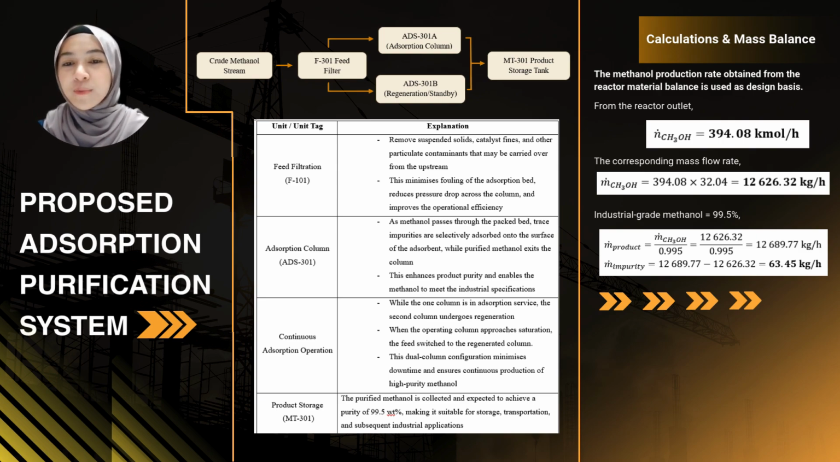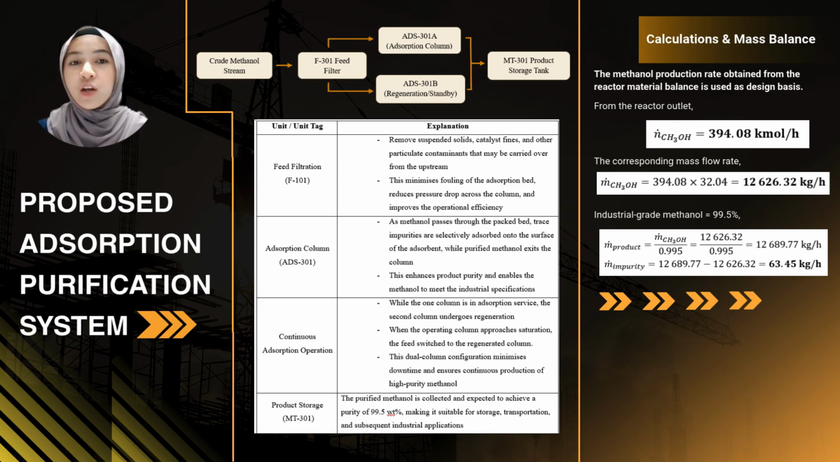To achieve the required methanol purity of at least 99.5 weight percent, we propose a fixed bed adsorption purification system. The purification process begins with a feed filter, which removes suspended particles and catalyst fines that could damage or foul the adsorption bed. This helps maintain stable operation and extends the service life of the adsorbent. Next, the stream enters the fixed bed adsorption column.